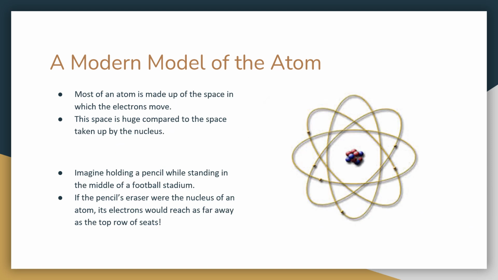All right, so we know that most of an atom is made up of the space in which the electrons move. And this space is huge compared to the space taken up by the nucleus. So I want you guys to imagine holding a pencil while standing in the middle of a football stadium. If the pencil's eraser were the nucleus of an atom, its electrons would reach as far away as the top row of seats. That's pretty far and pretty small.